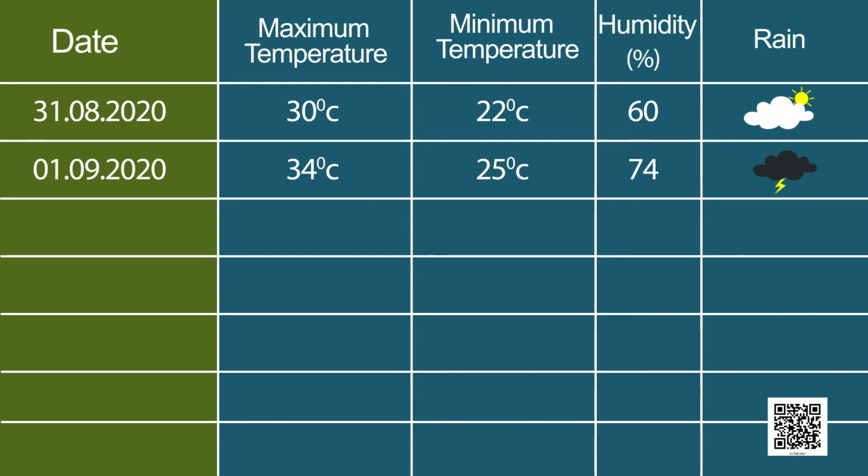In the same way, if we talk about the amount of humidity, it is 60% on 31st August while it is 74% on 1st September. Further, there was no rain on 31st August and 1 millimeter of rain was recorded on 1st September.